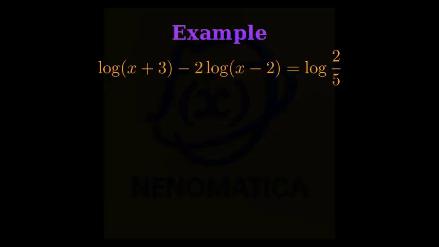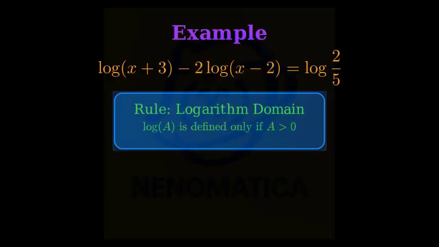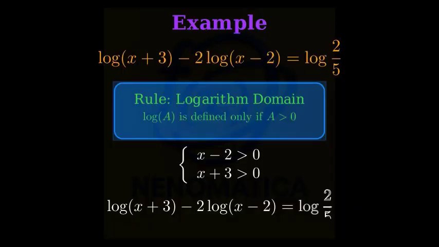Example. In this walkthrough, we will exactly follow the written steps to solve the equation. Step 1. Determine the domain of the logarithms. For a logarithm, the argument must be positive. Now write the inequalities for both arguments. Step 2. Write the original equation again. Move the term with minus 2 log of x minus 2 to the right side.